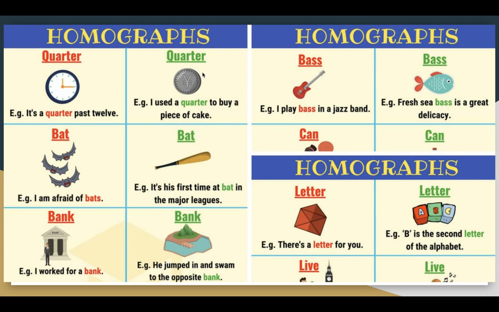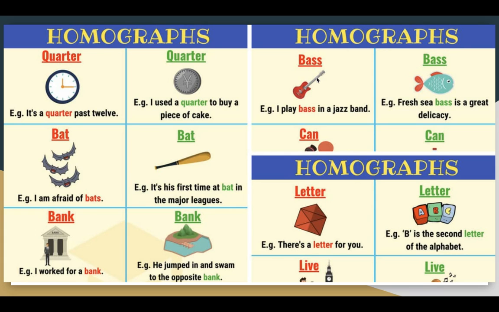Quarter and quarter. It's 12:15. I used a quarter to buy a piece of cake. Spelled the same. In this case, they sound the same, but they have different meanings. Same thing with bat and bat. I'm afraid of bats. It's his first time at bat. Spelled the same. In this case, they are pronounced the same, but they have different meanings.